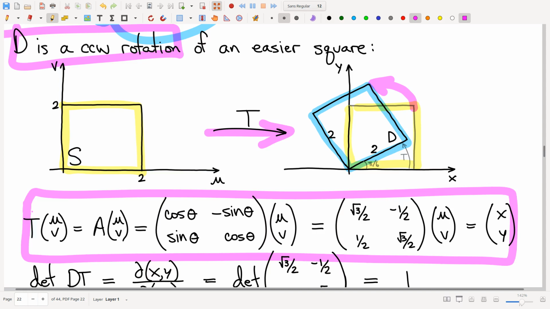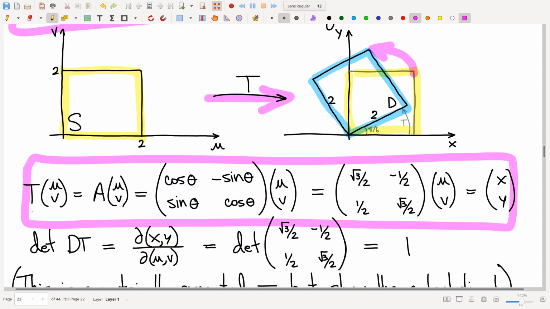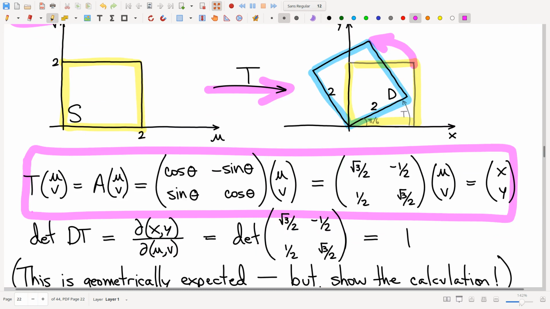Okay, so there's our linear transformation. Now we've got to take the derivative matrix. The derivative matrix is various partials that have to be computed. Make sure you're good with how to take the appropriate partials and how to organize them to make the derivative matrix. Of course, we need to understand the Jacobian determinant, so we've got to take the determinant of that derivative matrix. And as it turns out in this case, that Jacobian determinant is 1.